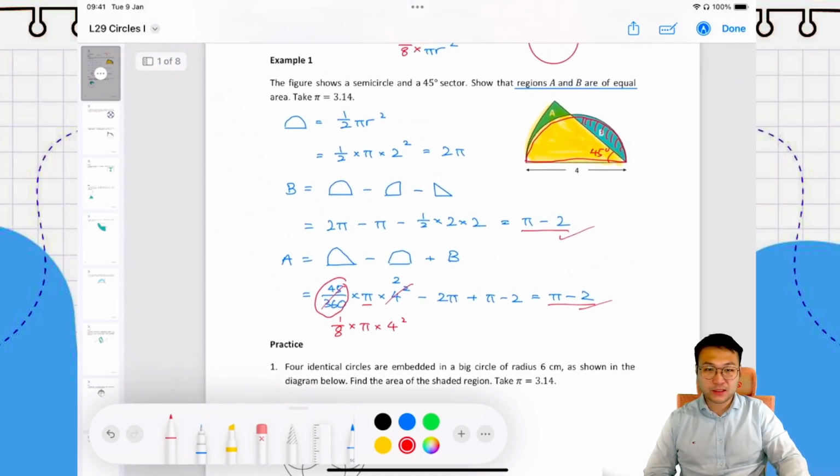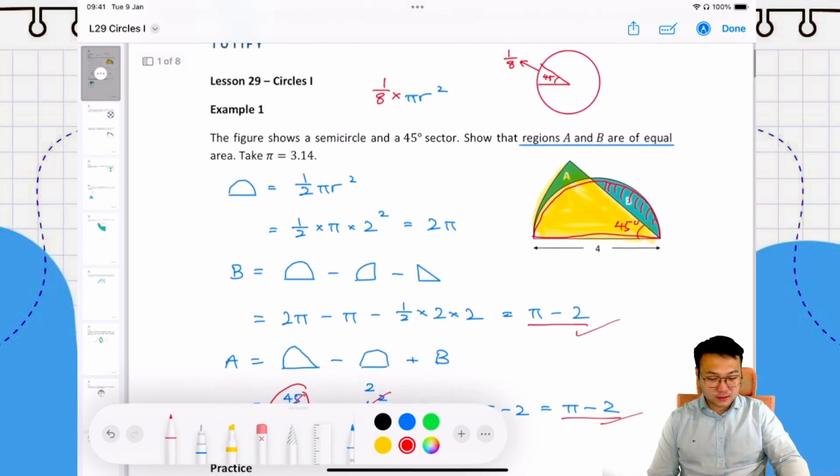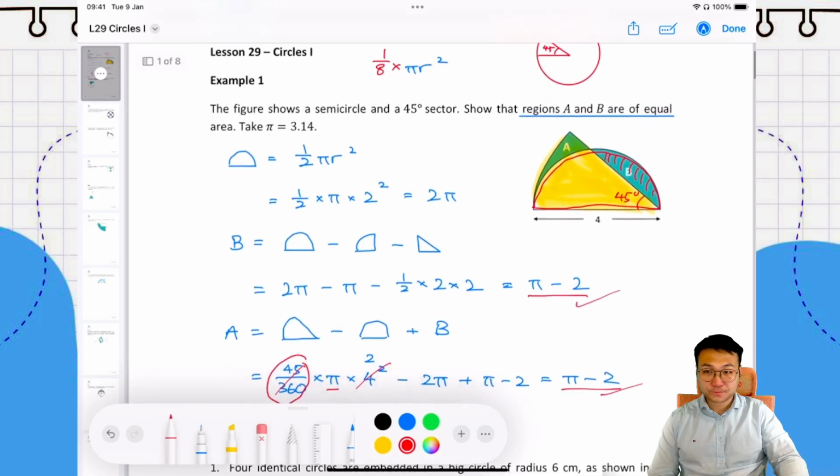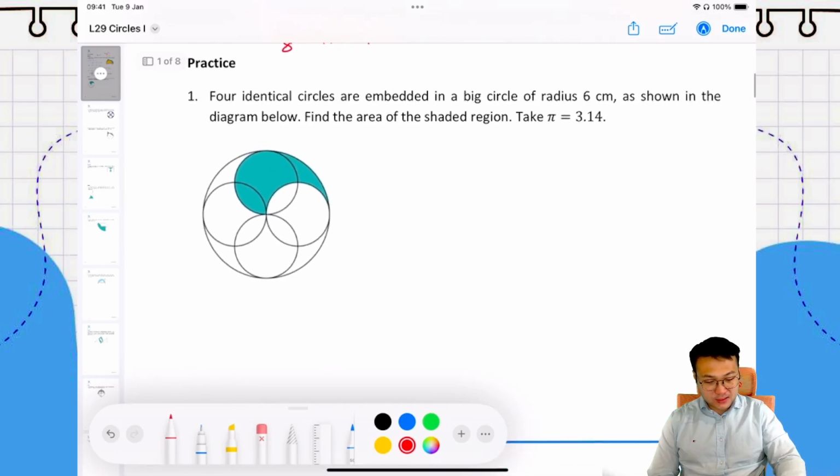Anyone else want to clarify anything? So it's always good to clarify. Okay, then you'll learn. Alright, students, come. Now we will try to do practice number 1.